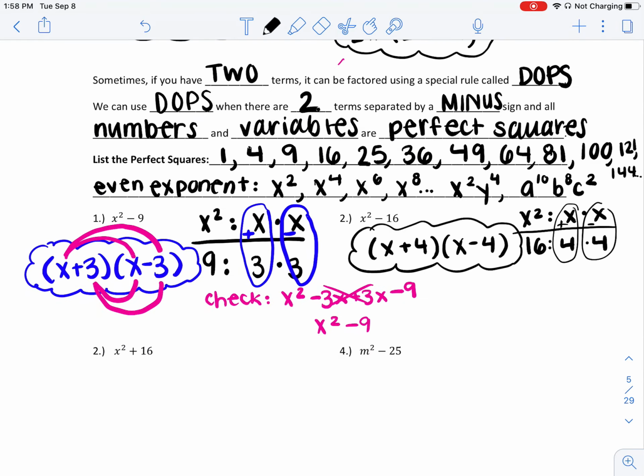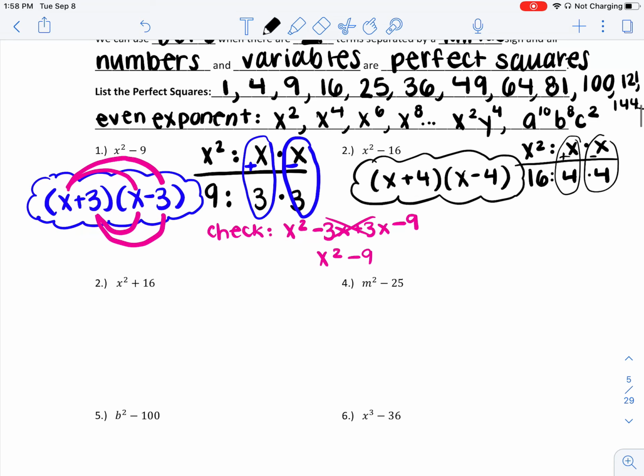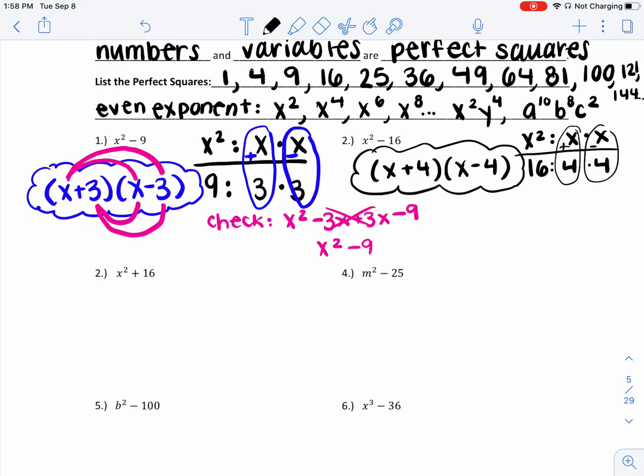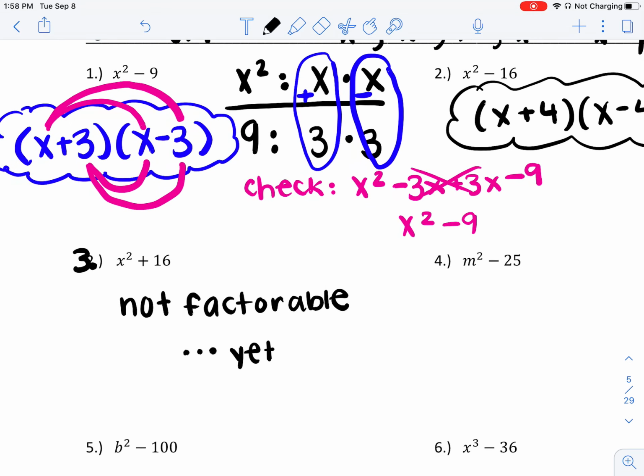So once you get the hang of it, you can go through these super, super quick. This is supposed to say number 3 right here. Number 3, you can't factor this yet. We'll actually learn how to factor this eventually, but that's in months from now. But from what we've learned so far, this is what we call not factorable. I'm just going to put yet because we'll learn that in a few months. And the reason this is not factorable, because yes, we have perfect squares, PS for perfect square.